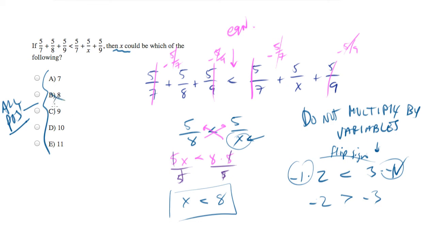So that's our only constraint at this point, and then we're asking what x could be, which of the following. Well, can it be 8? No. Can it be 9? No. 10? No. 11? No. All right, we know it's got to be 7. It's the only value we're given which is less than 8. So that is your answer, A. Boy, that was tricky.